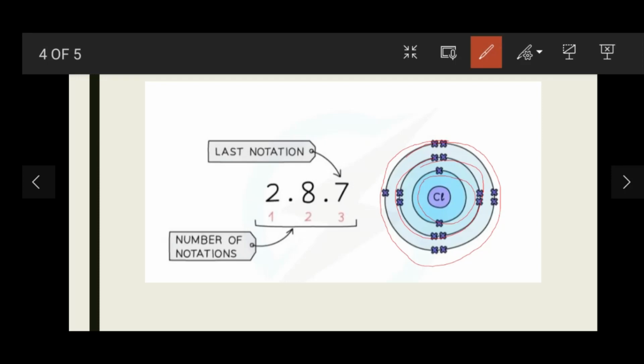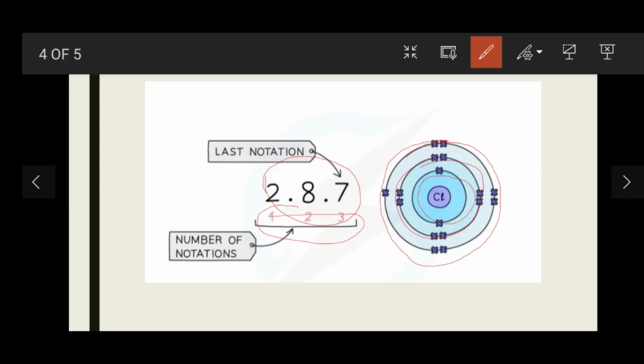All right. So we can see here, this is the notation that we're dealing with. And these are the numbers in the notation, 1, 2, 3. What are exactly these numbers? So number 1 means the first shell. Number 2 means the second shell. And number 3 means the third shell.